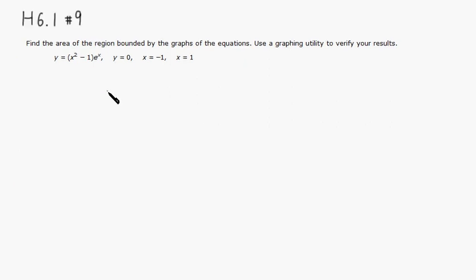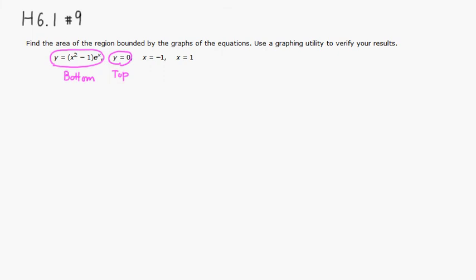We need to determine which one is the top and which one is the bottom. Between -1 and 1, x squared minus 1 is going to be negative, and the exponential function is always positive, so this function is actually negative. So this function right here is our bottom function. Then y equals 0, which is the x-axis, is the top one. Then it goes from -1 to +1.